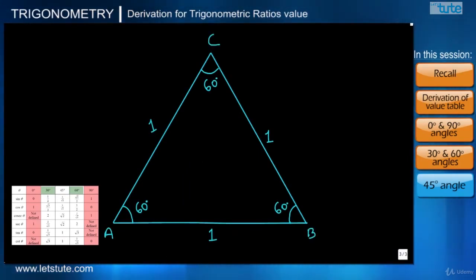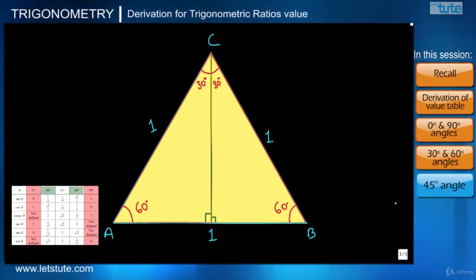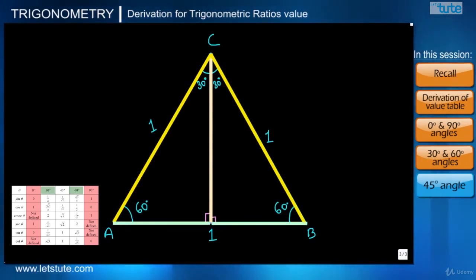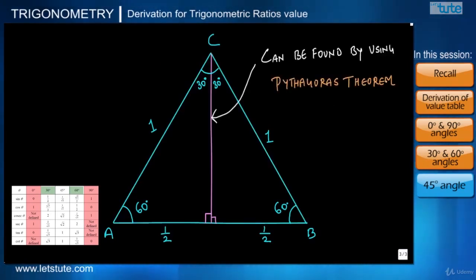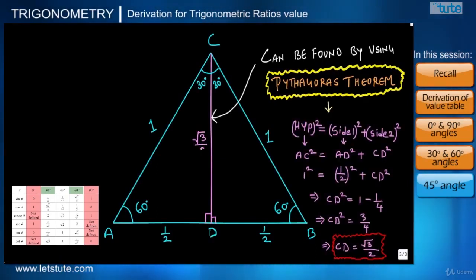So as we cannot see any right angle triangle, we draw a perpendicular line from any one corner, say from corner C, so that it forms two right angles on its opposite side. And we can see two right angle triangles which are equal because their corresponding angles are same, and so sides are also equal. And as we have assumed side to be 1 unit, so this will be half. And as we all know that the length of perpendicular line can be found by using the famous Pythagoras theorem, which is equal to root 3 upon 2.